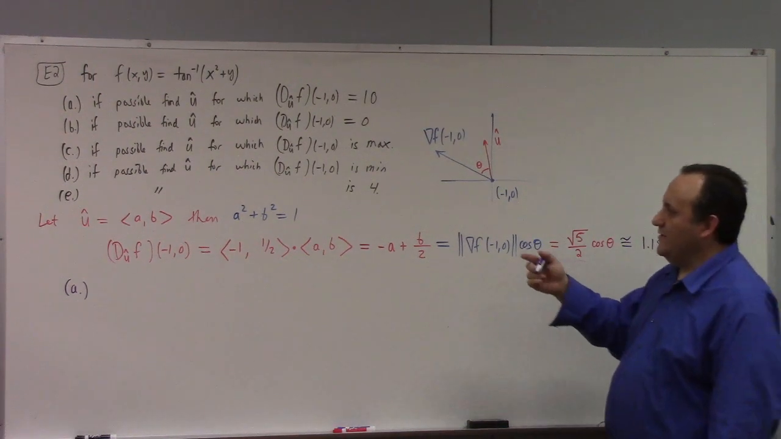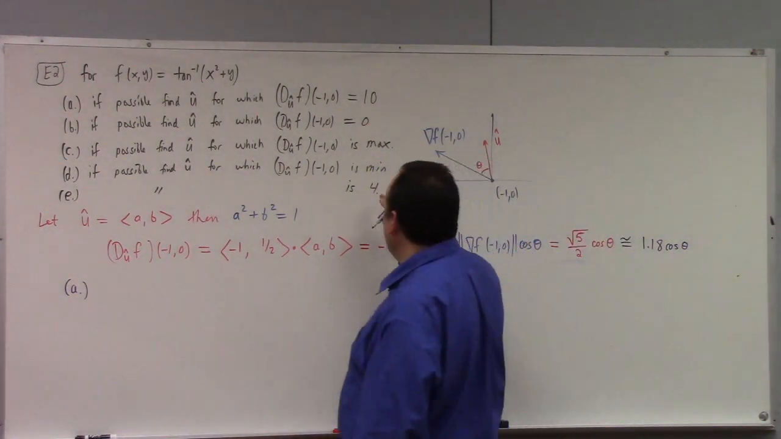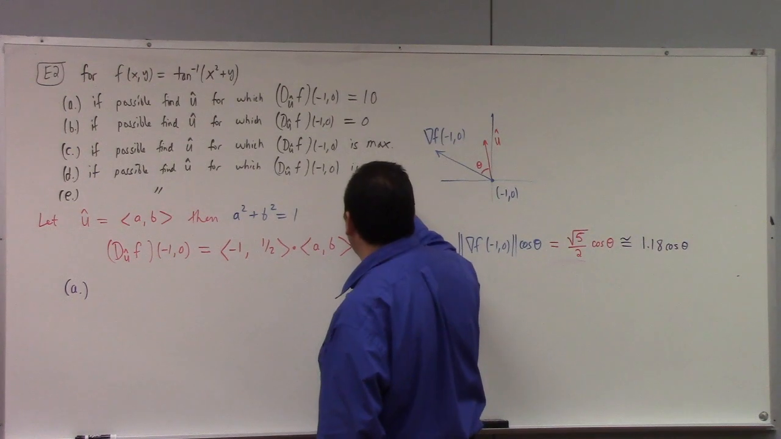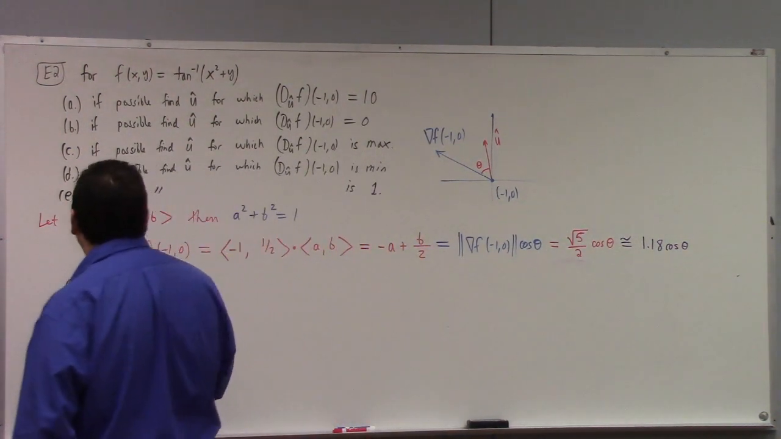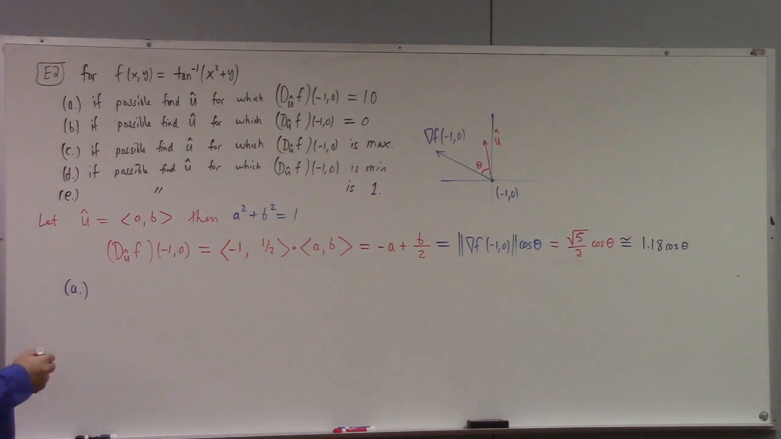So let me change part E to be, instead of 4, let's make that a 1. That'll make it more exciting. That's what I should have done there. I was looking at the square root of 65 when I wrote down the 10. I was thinking that the gradient had length 8 when I wrote that. That's why I did that, but sorry about that.